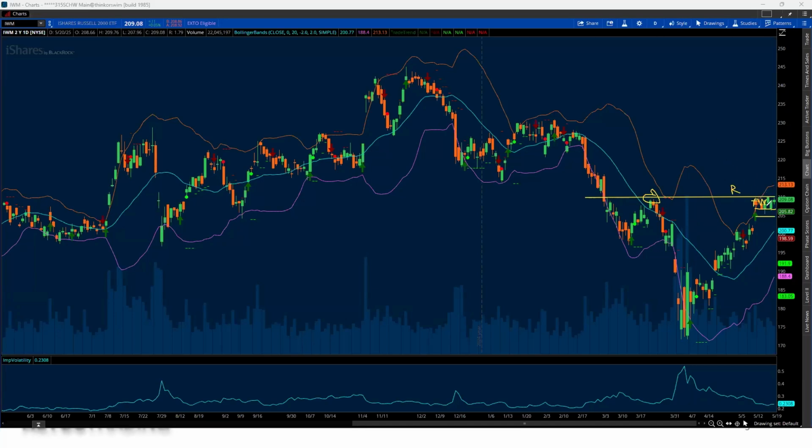So the max risk on the initial call spread is just the width of the spread, which is 2 points. It was a 205, 207, right? Minus the credit received, which is 45 cents. So $1.55 is the max risk. And in this case, we could receive a credit pretty close to that, right?